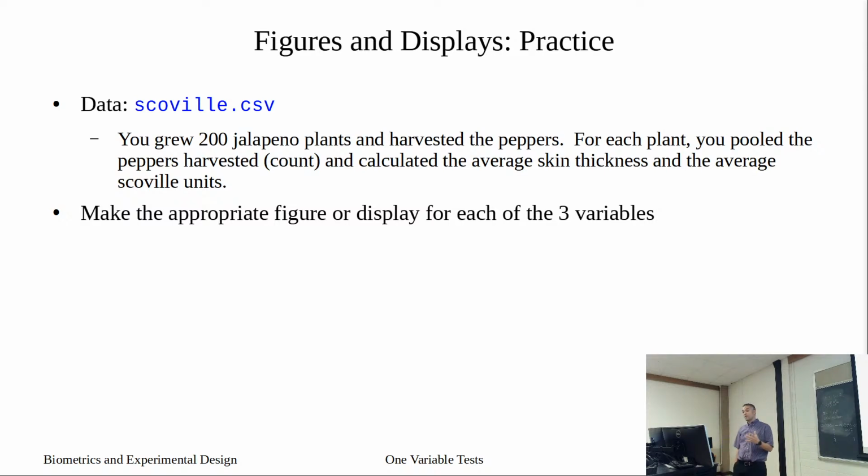All right. Now, as part of this, you know how many peppers were collected for each plant, that's your count, and then you calculated the average skin thickness of the peppers. So using all the peppers, you know the average skin thickness for the plant, as well as the average Scoville unit. What's a Scoville unit? It's a measure of hotness, right? Heat, measure of heat, hotness.